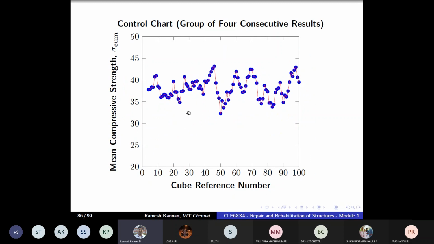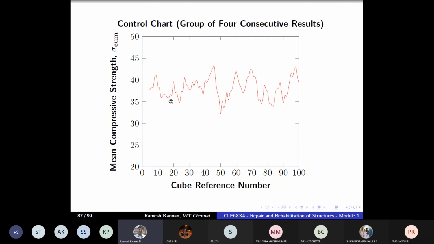I'll tell you what exactly that means. We'll just have to plot, just connect the dots. We have to just connect the dots. This kind of dot plot to line plot or a wire plot, then finally you'll get something like this.